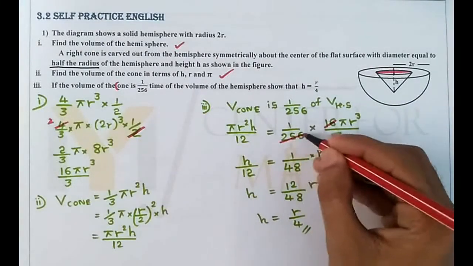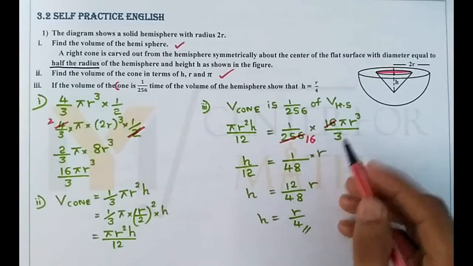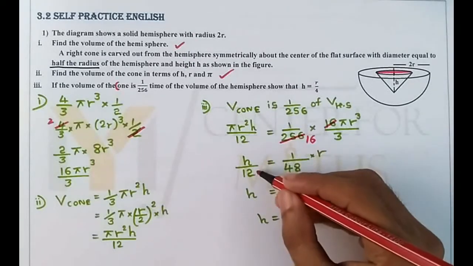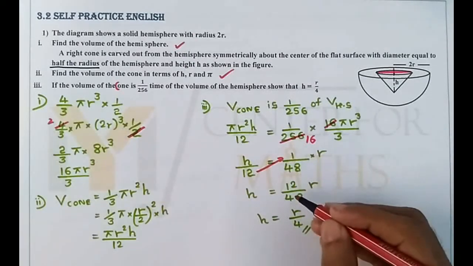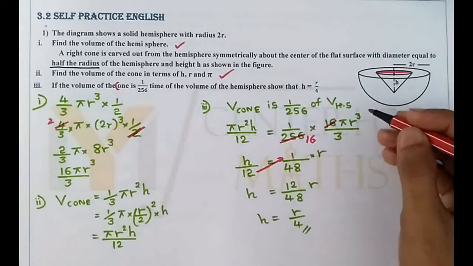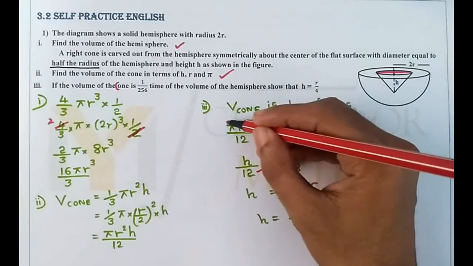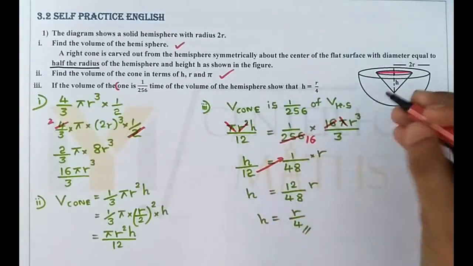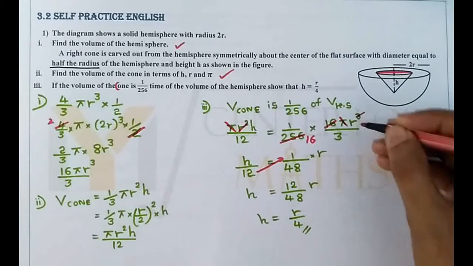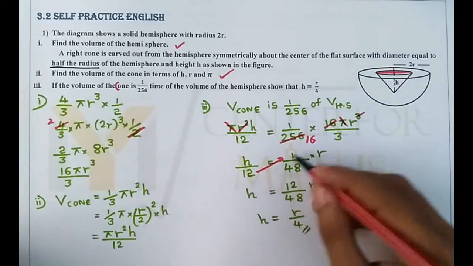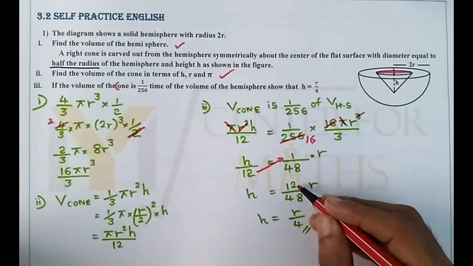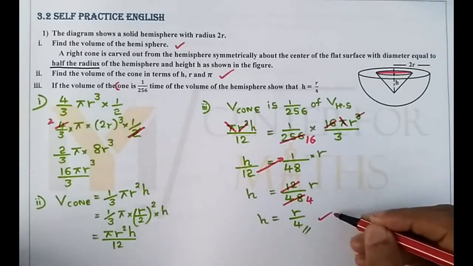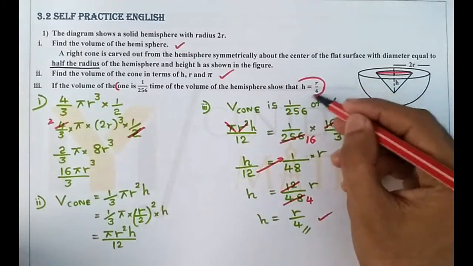16 to 256 we can cancel 16, and 16 times 3 is 48. And now we can take this division 12 to the right side, and there will be multiplication by 12. You can see that, right? And we can cancel the π as well. π to π has been already cancelled, as well as r squared to r cube, so another r is remaining on the right side. So that r is what I have marked here. And division 12 will take that to the right side, and there will be into 12. Now we can divide them. 48 divided by 12 gives 4. So r/4 is the answer. Okay, so h is equal to r/4. We have proved that.